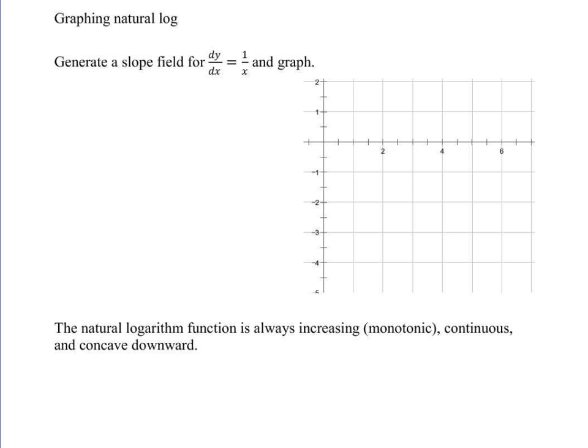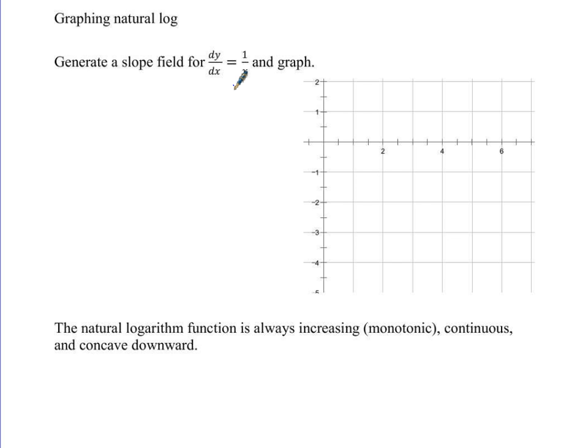Graphing natural log by hand. We could easily graph natural log on a calculator, but let's figure this out by hand because it's a little bit more revealing if we do that. So we want to generate a slope field for dy over dx equals 1 over x, because I know that if I integrate 1 over x, I get natural log x. By using the differential equation, this format, I can generate the slope field, which would show me how this function looks anywhere for all possible functions.